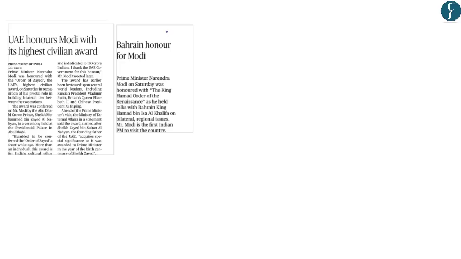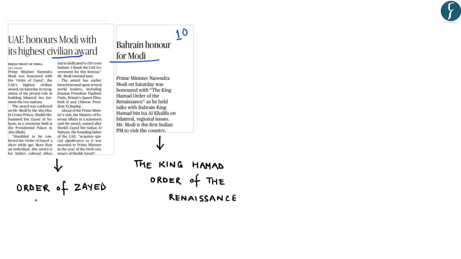The first news for today's discussion appears on page number 10. It says, UAE honors Prime Minister Modi with its highest civilian award. Further, even Bahrain also honors Prime Minister Modi, its highest award. The United Arab Emirates honored Prime Minister Modi with its highest civilian award, namely the Order of the Zayed, whereas Bahrain honored Prime Minister Modi with the award of King Hamad Order of the Renaissance.